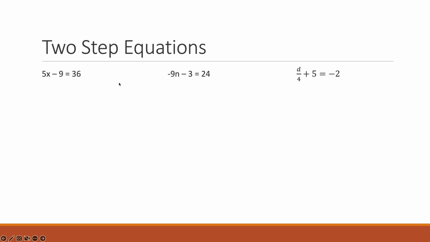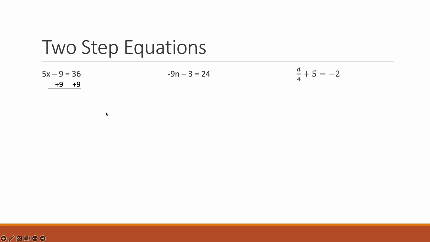So this is a basic two-stepper. These should be very simple for everybody. The first thing we look at, we want to undo not only whatever's happening to the x, but the order of operations. So the last thing that would happen is any addition or subtraction. It says -9, I do +9. Always make sure I do it to both sides of the equal sign. So on the left side, -9 and +9, they are inverses of each other. They wipe each other out.